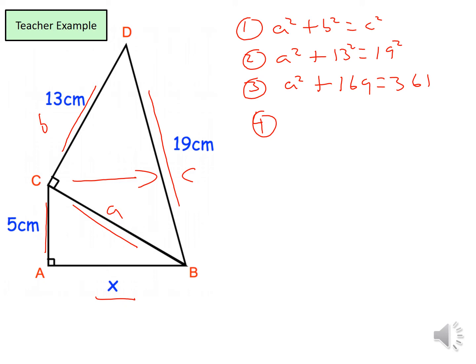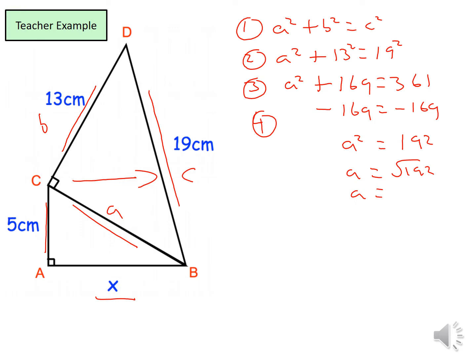The next step, what I need to do is find out what a is. So I need to get rid of the 169 from the left hand side, and because I get rid of 169 from the left hand side, I will also get rid of it on the right hand side. That leaves me with a squared equals 361, take away 169, which equals 192.